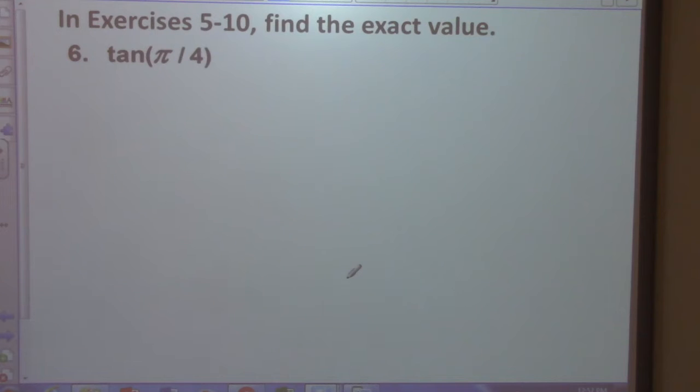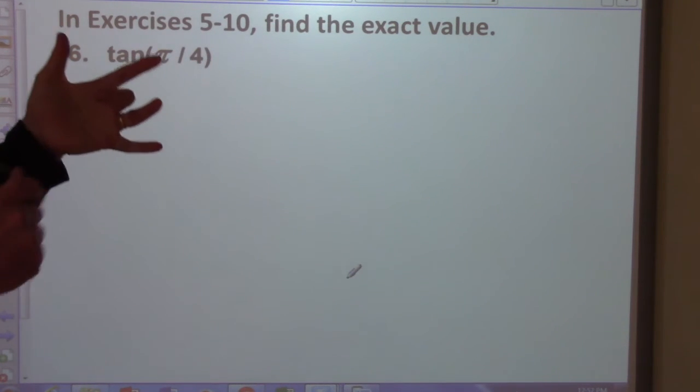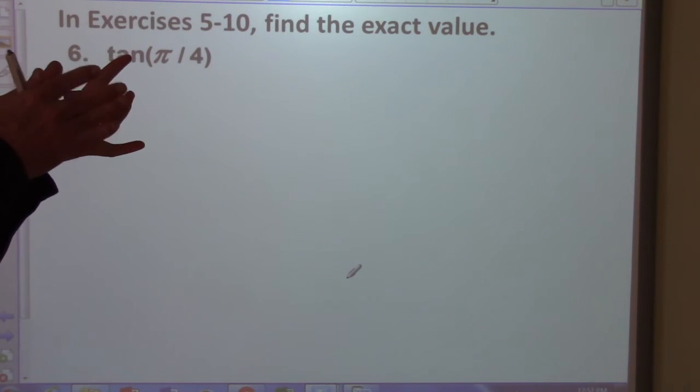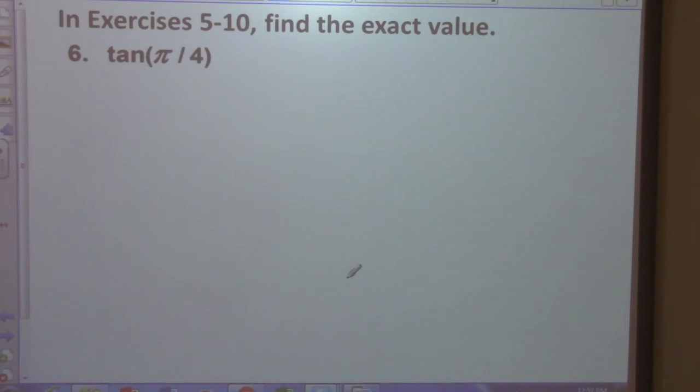Again, pi over 4. Middle finger, right? So the tangent is the square root of these fingers over the square root of these fingers. So square root of 2 over square root of 2 is 1. To me, the tangent is the one that's a little harder than the others. But in this instance, we have 1.